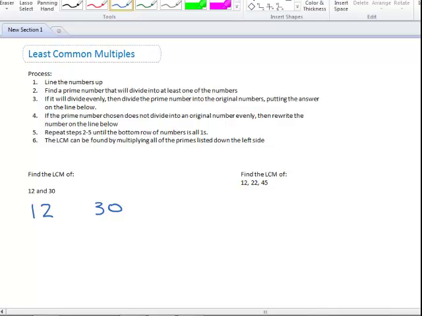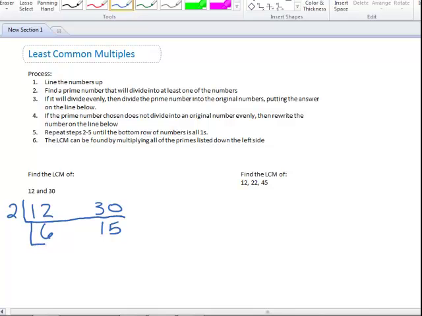All right, so we have our numbers lined up, and then we need to find a prime number that will divide into at least one of those. And I know that 2 is prime, and 2 will go into at least 1. So 2 goes into 12 6 times, so if it divides evenly, then we're going to put the answer below. So 2 goes into 12 6 times, and 2 goes into 30 15 times.